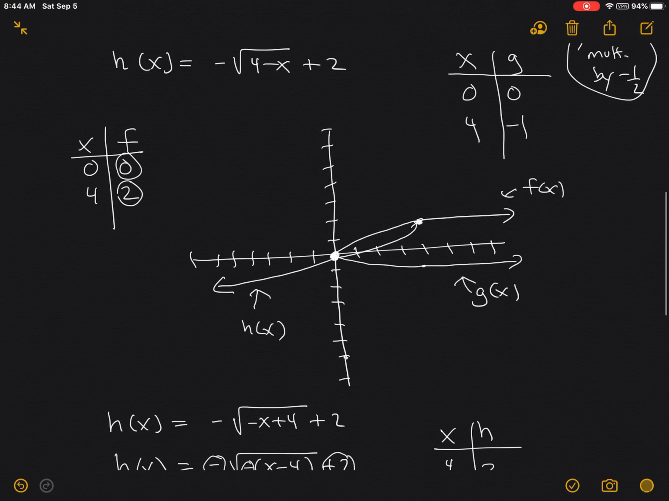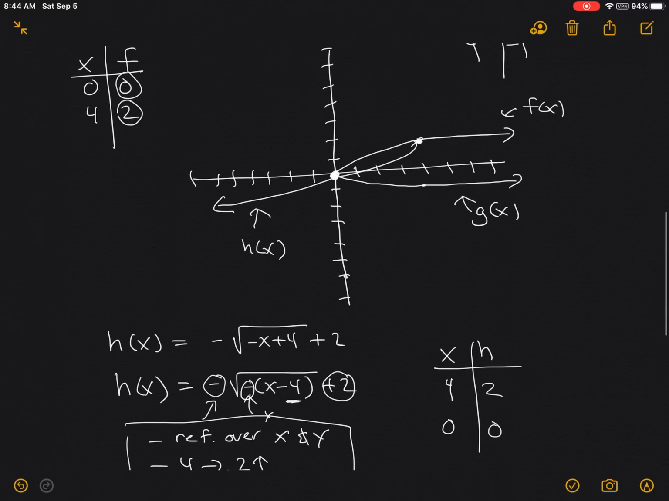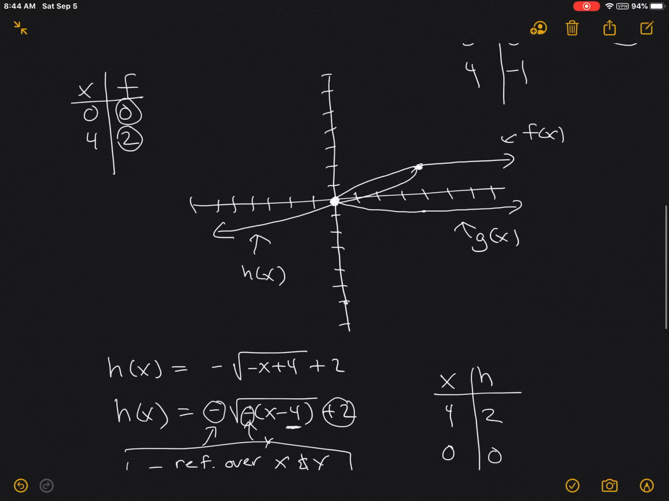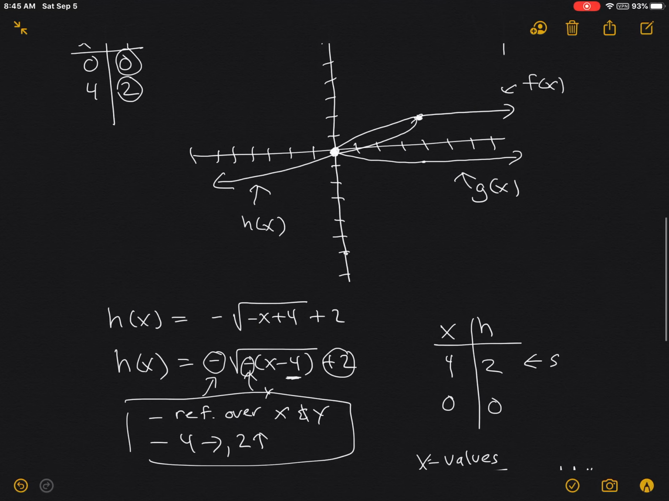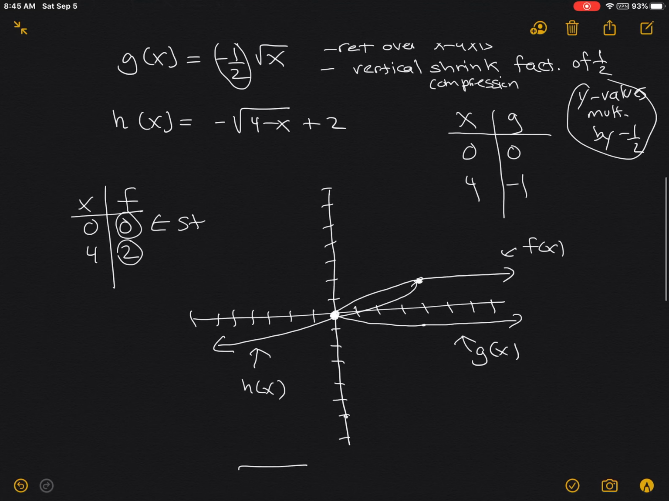Okay, so again, how do you know it goes this way? Remember, it's reflected over the x and the y. So reflected over the x, then I reflect it over the y, and then I shift it 4 units to the right, 2 units up. So the graph's going to look something like this. By the way, this is called the starting point of your graph. Well, at least I call it the starting point.